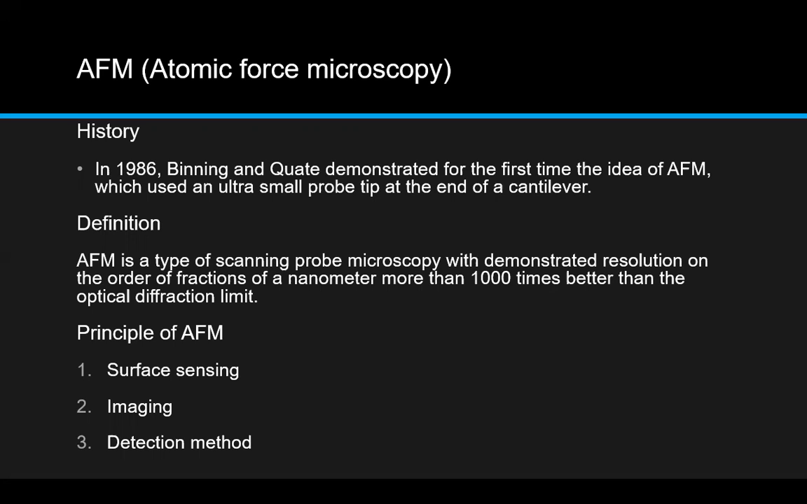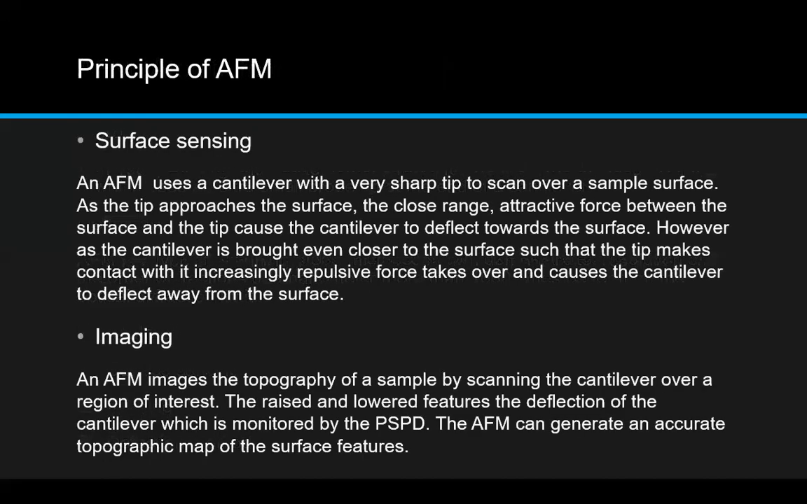The main principles of the AFM: first is surface sensing, second is imaging, third is the detection method. First, surface sensing. The atomic force microscope uses a cantilever with a very sharp tip to scan the sample surface or structure. As the tip approaches the surface, the close-range attractive force between the surface and the tip causes the cantilever to deflect towards the surface.